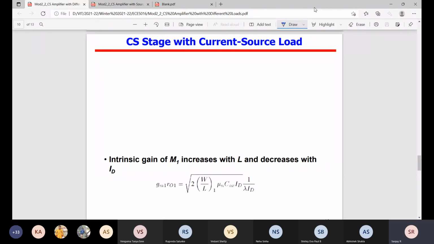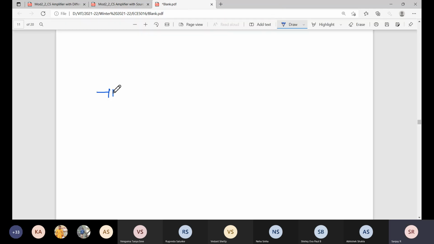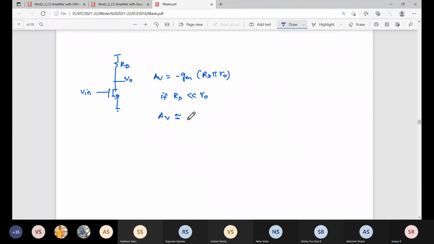Fine. So before that, what is the gain formula for resistive load? Anyone can answer? Minus Gm RD. Let's assume RD parallel with R0. If RD is very much smaller than R0, or R0 is much higher, I can approximate it as minus Gm into RD.